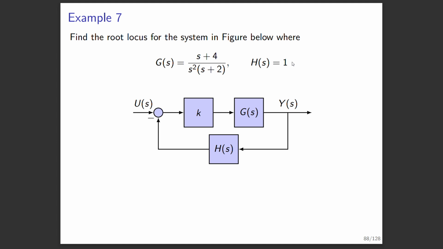Try to think about it. How many separate loci do I have? What's the direction that each locus is taking? And then the angle and the position of asymptotes. Do I need to find whether or not the loci cross the imaginary axis, and then whether or not the loci meet each other, and therefore I need to find breakaway points.